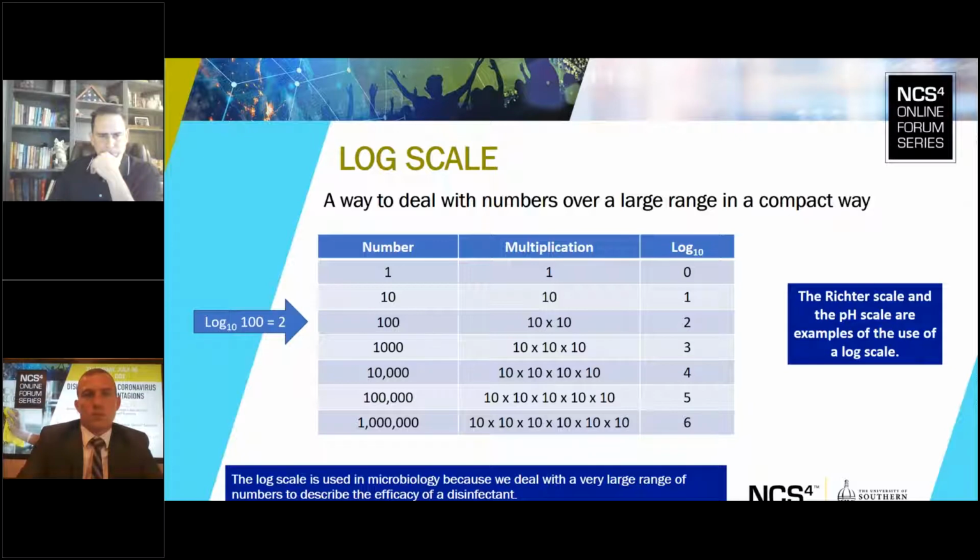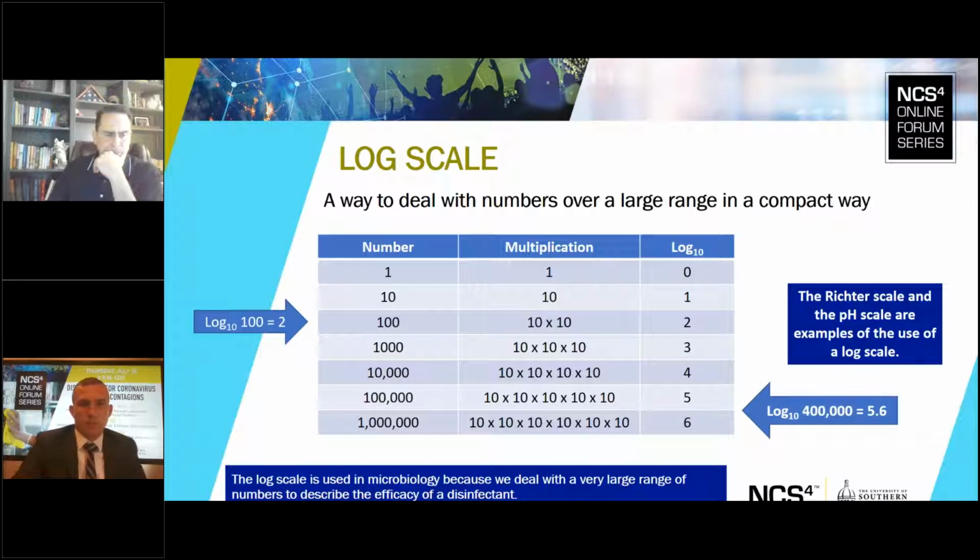So the way we use that, you can see the log of 100 equals 2, and you may ask, well, what happens if you don't have a number that's a perfect multiple of 10? Well, you can do that as well. So the log of 400,000, which is obviously between 100,000 and 1 million, is actually 5.6. So a number between 5 and 6 gives you a number between 100,000 and 1 million.